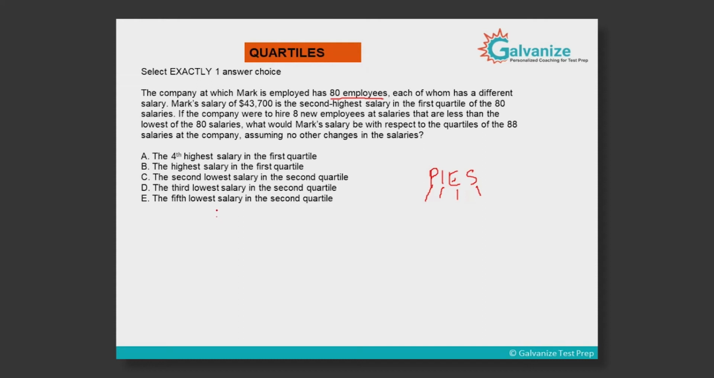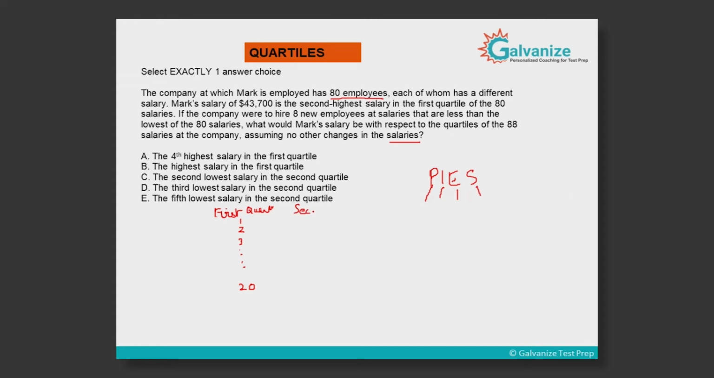Let me call this first quartile region or Q1 region. Q1 region is those numbers below Q1. So I'll have 1, 2, 3, etc. There'll be 20 salaries in the first quartile region. As you can see, you're looking at the salaries here. That's the word that you're looking at. That's a keyword, a watchword here. Salaries of the first 20 employees in the first quartile.